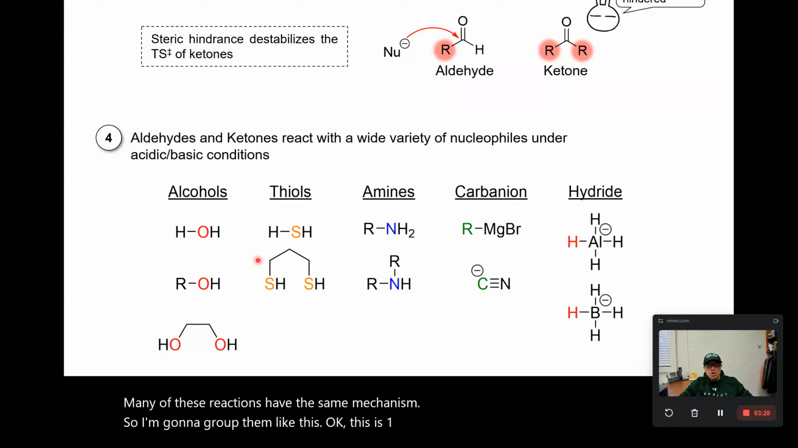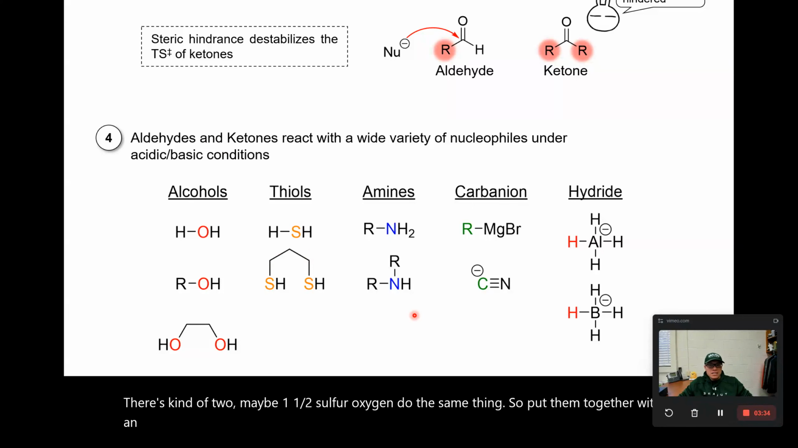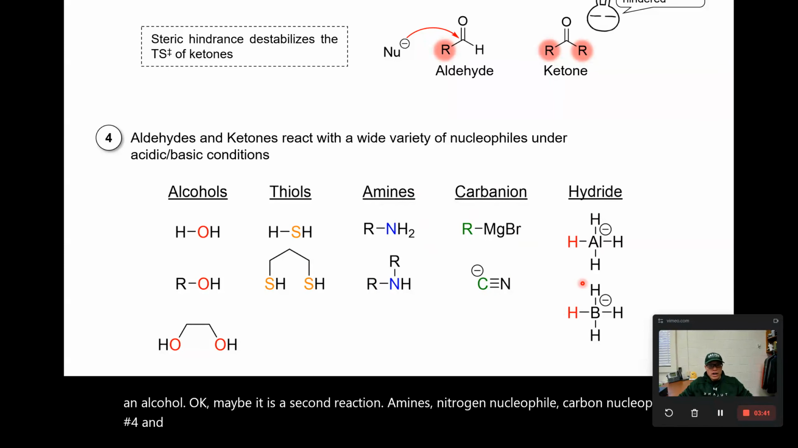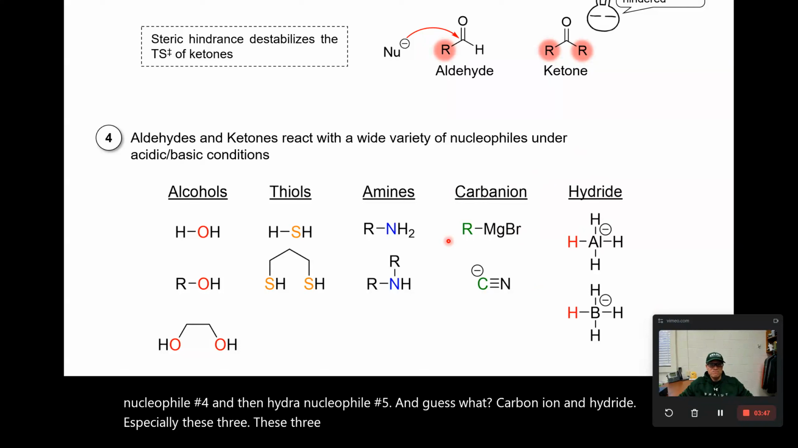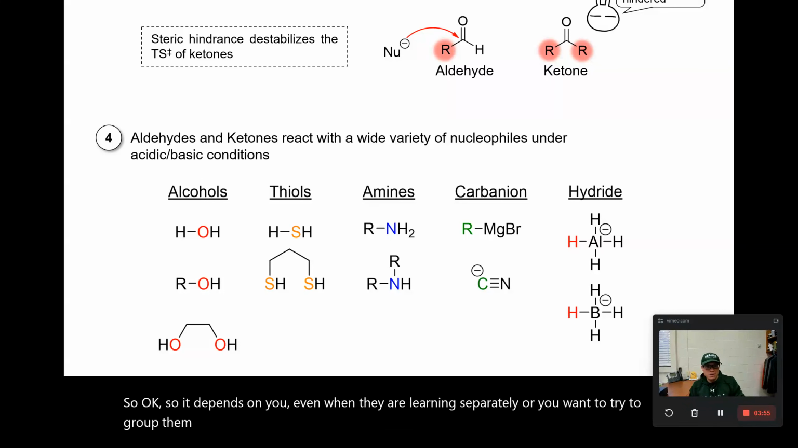This kind of two, maybe 1.5. Sulfur and oxygen do the same thing, so put them together with an alcohol. Maybe this is a second reaction. Amines, nitrogen nucleophile, carbon nucleophile number 4, and then hydride nucleophile number 5. And guess what? Carbanion and hydride, especially these three, have the same mechanism. So it depends on you. If you want to learn them separately, or you want to try to group them and recognize the patterns, I'll leave it up to you.